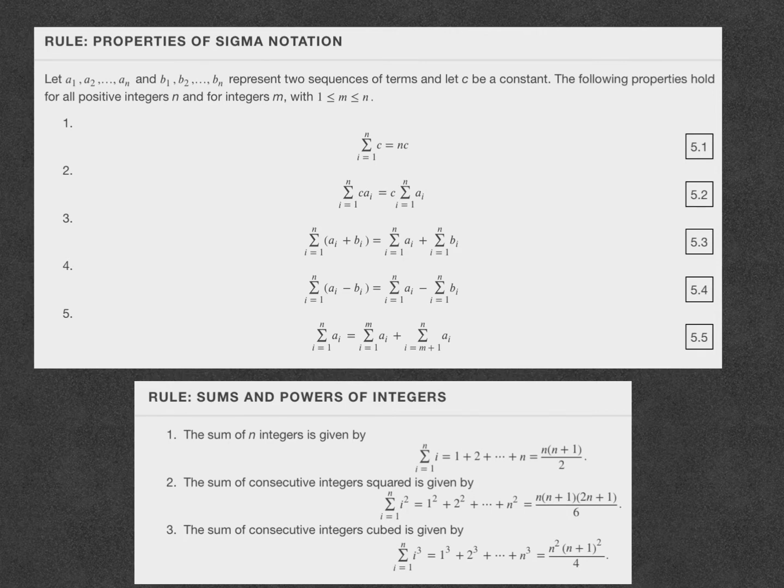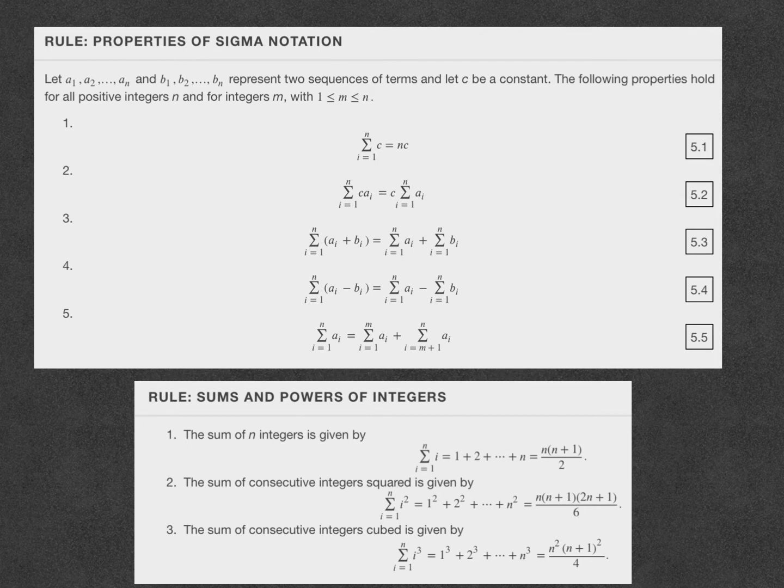There is a lot of information on this slide, so I would encourage you to read through OpenStax on these tables. But these are different rules and properties for our sigma notation. Essentially, you can kind of view them as formulas.